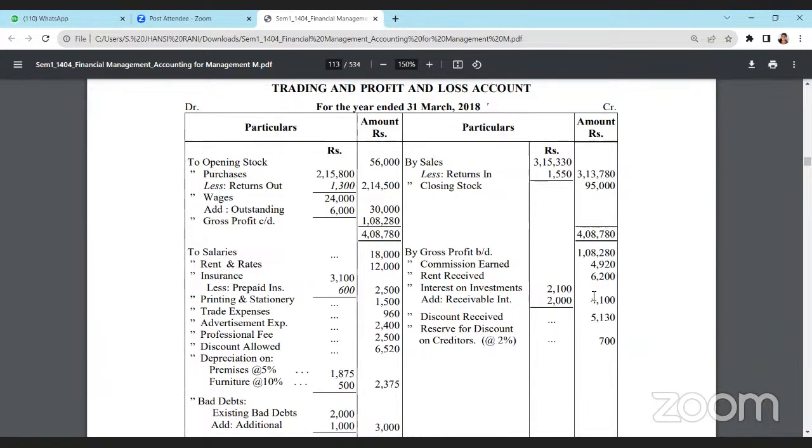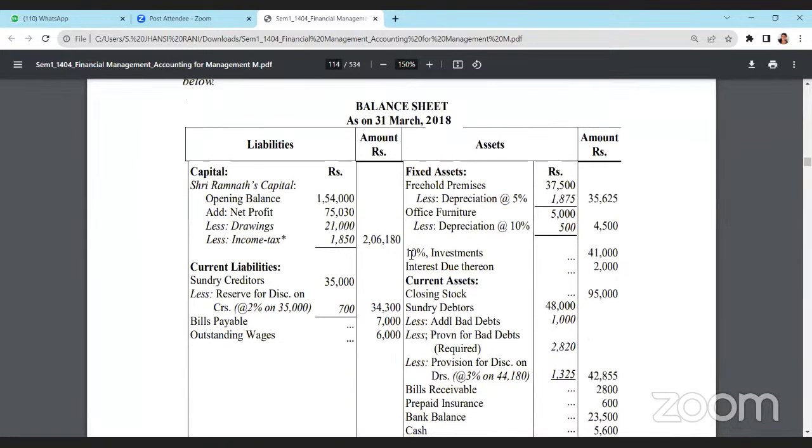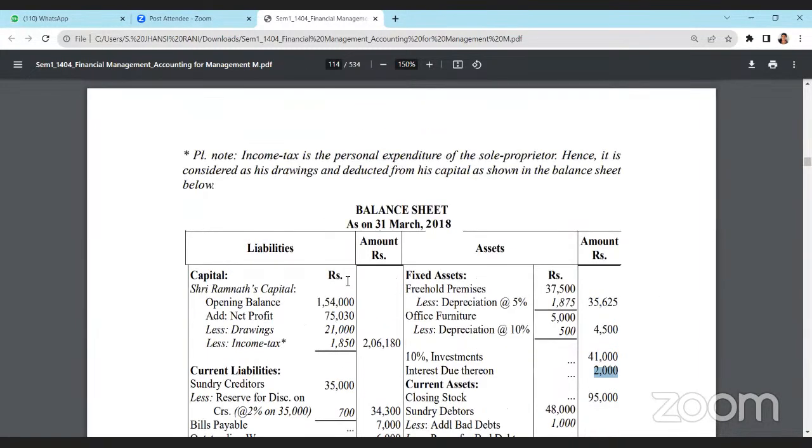So 4,100. I said every adjustment will have two effects. This is the one effect. The other effect: investment is an asset to us, and to that asset we will add it. Look here, 10% investments. They have written it separately, or we can add it directly. Interest due thereon 2,000. You can add it directly here and write 43,000 in the outer column. Is it clear? Yes. That's it.